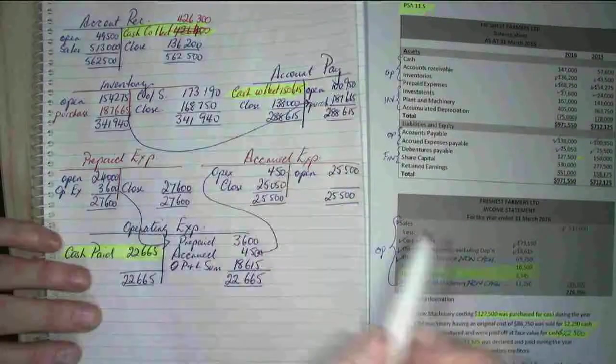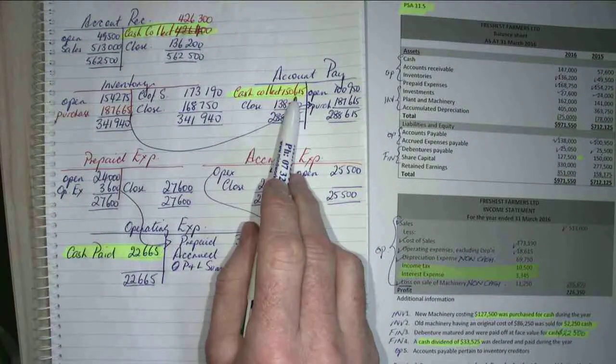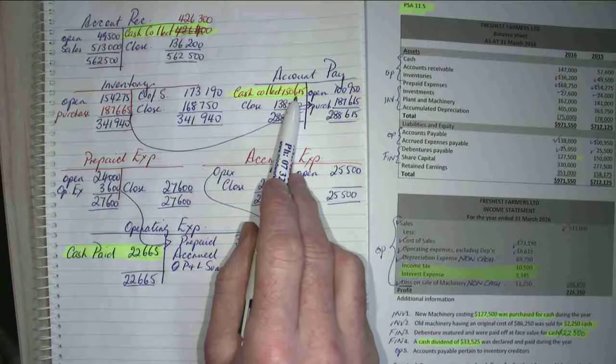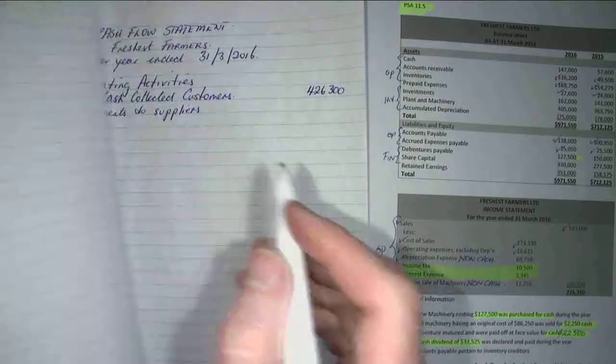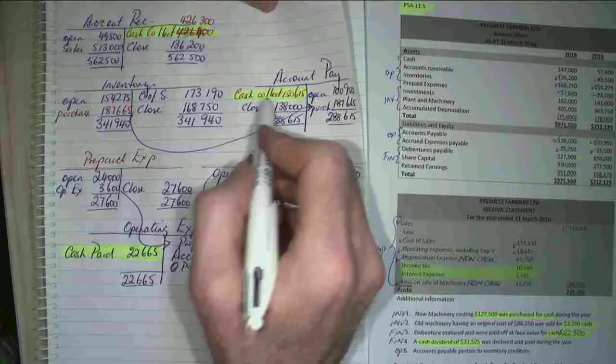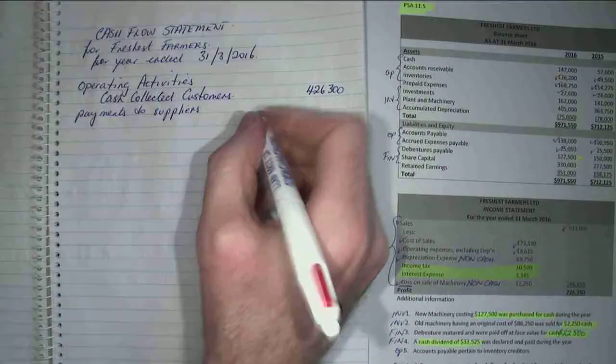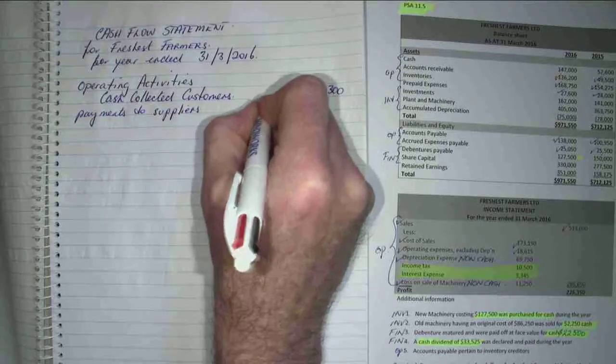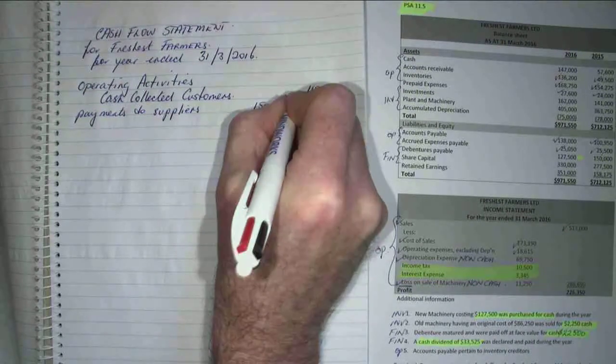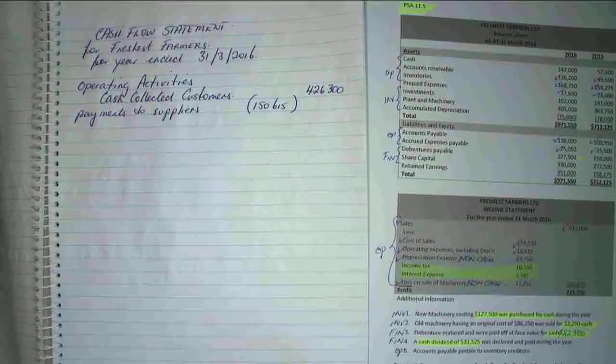Now my payments to my suppliers was $150,615. Oh, and I called it cash collected. It should have been cash paid. So $150,615. I'm going to bracket that to indicate it's a cash outflow.